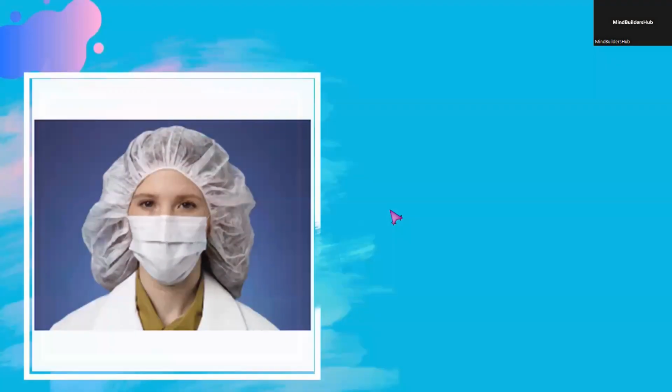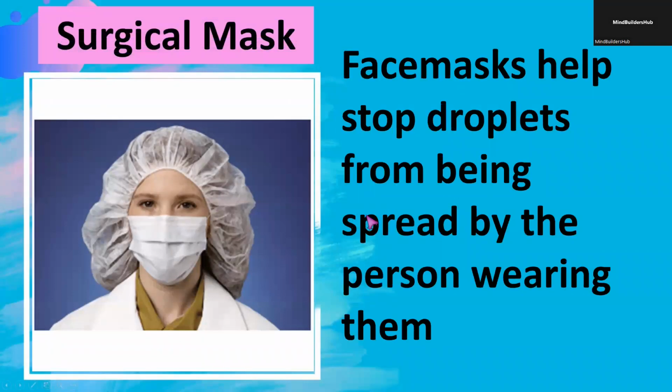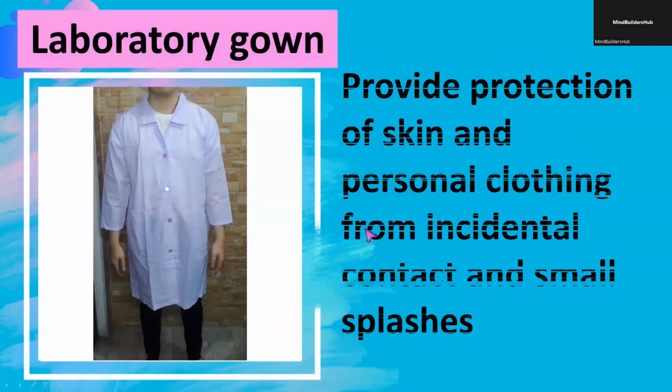Next, for body protection, we are using the surgical mask. We call it also a face mask, to help stop droplets from being spread by the person wearing them. And if you deal with some bacteria or are culturing or studying a particular virus, you need to wear a protective gear like this one. Another is the laboratory gown. It provides also protection to your skin and even your personal clothing from incidental contact and small splashes.